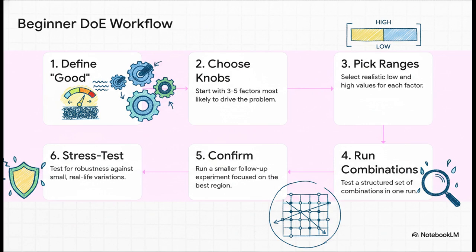Second, resist the temptation to test everything. Just pick 3 to 5 knobs you think are the biggest players. Then, pick realistic low and high settings for each one. Next, you run your planned set of combinations. After that, you confirm the best-looking results. And finally, and this is so important, you stress test the protocol to make sure it's actually robust.